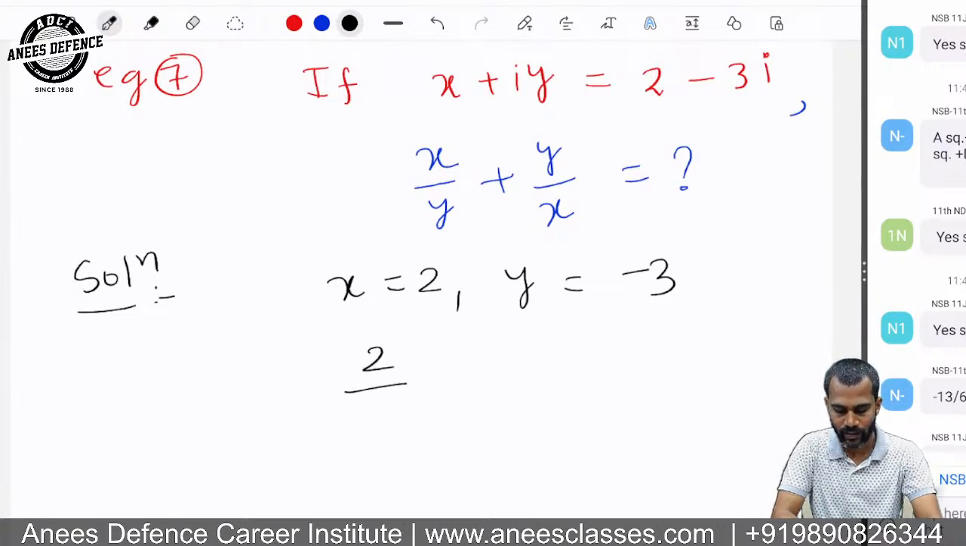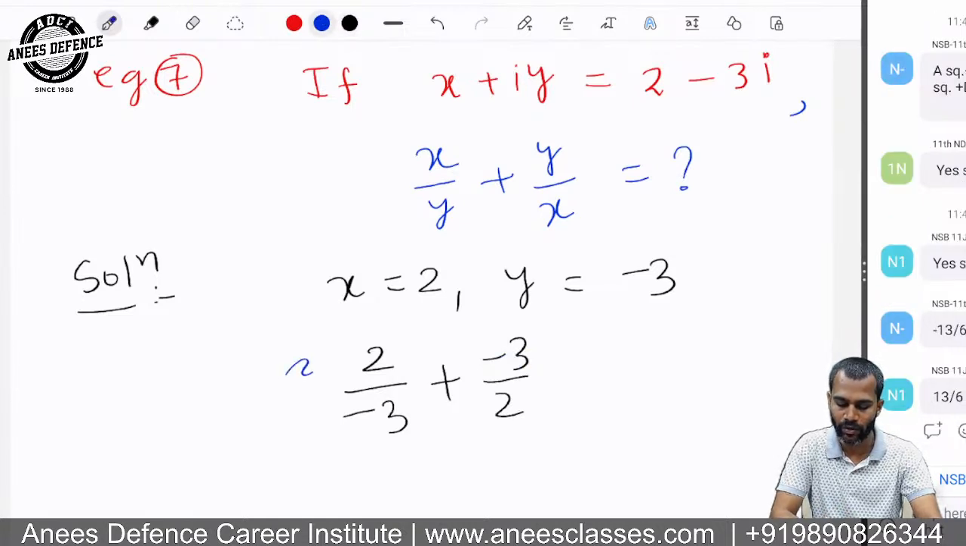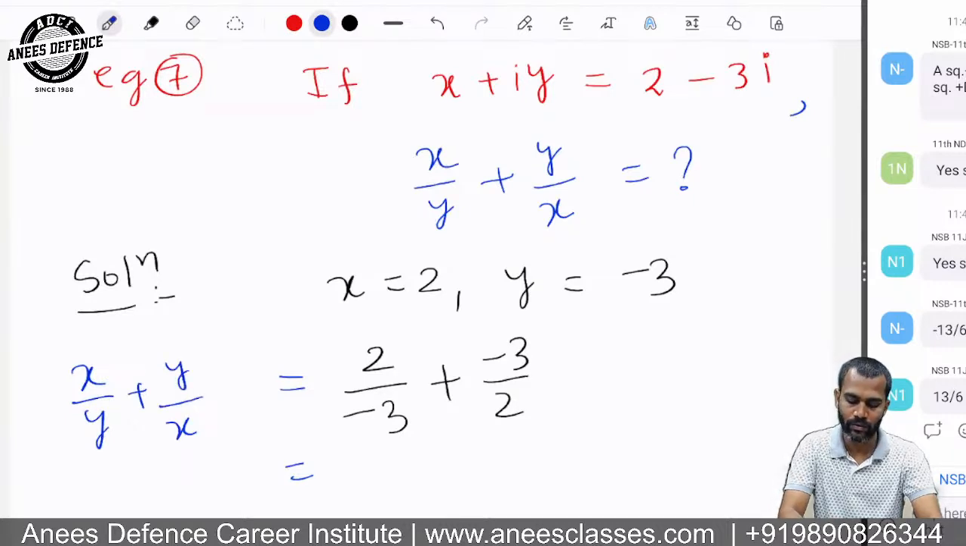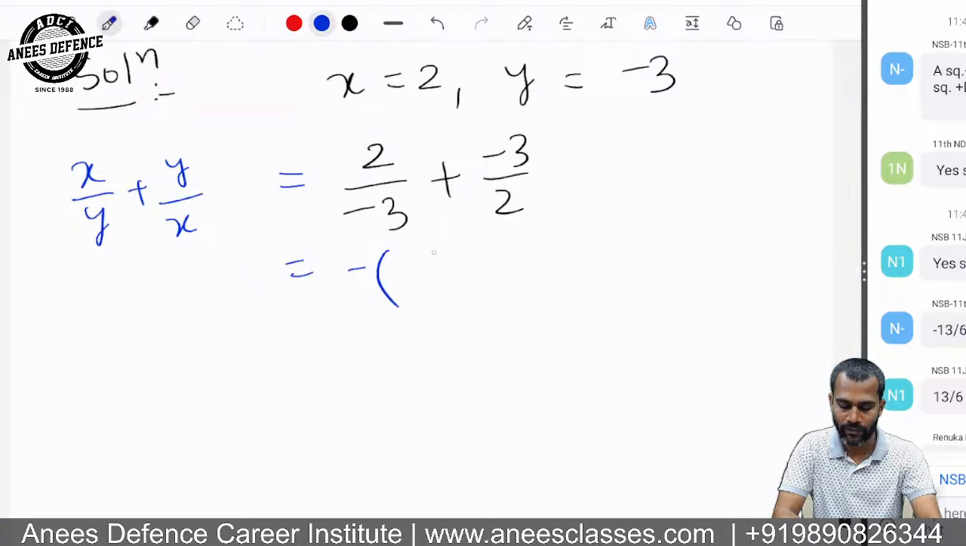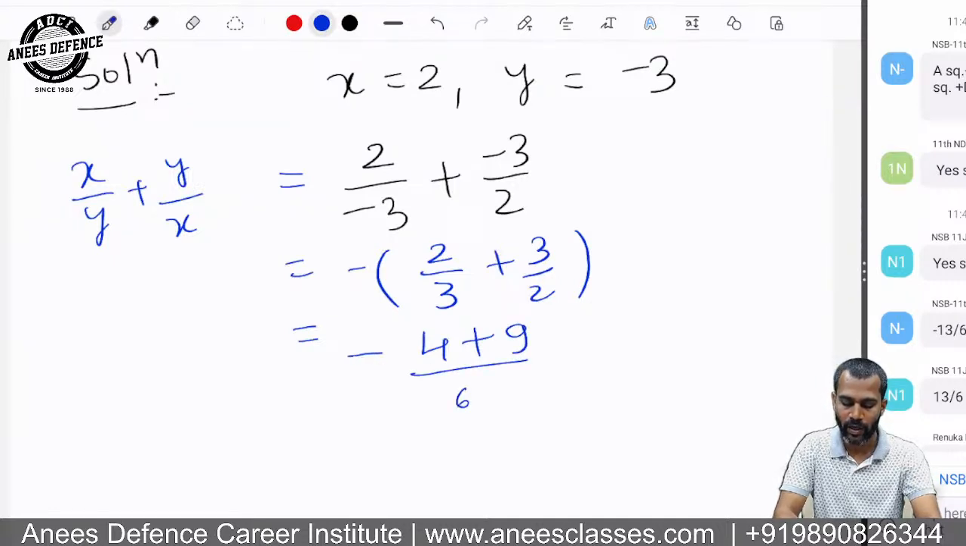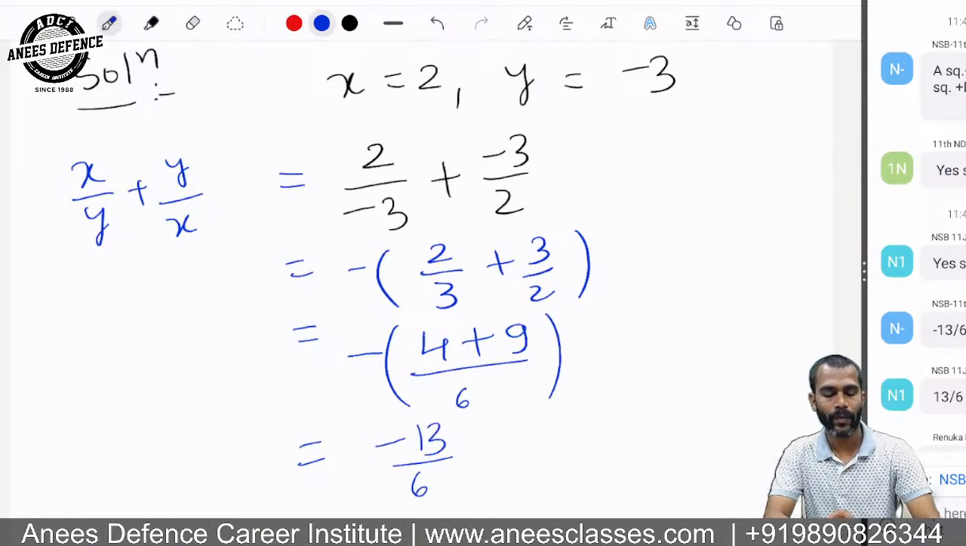So it means 2 by minus 3 plus minus 3 by 2. I can take minus common, yes or no? This is nothing but x by y plus y by x. Very good. So I can take minus common. We are left with 2 by 3 plus 3 by 2. Yes or no? So cross multiply: 2 square is 4, 3 square is 9, so 2 square plus 3 square is 13, divided by 6, and minus will be here. So minus 13 by 6 is the right answer.